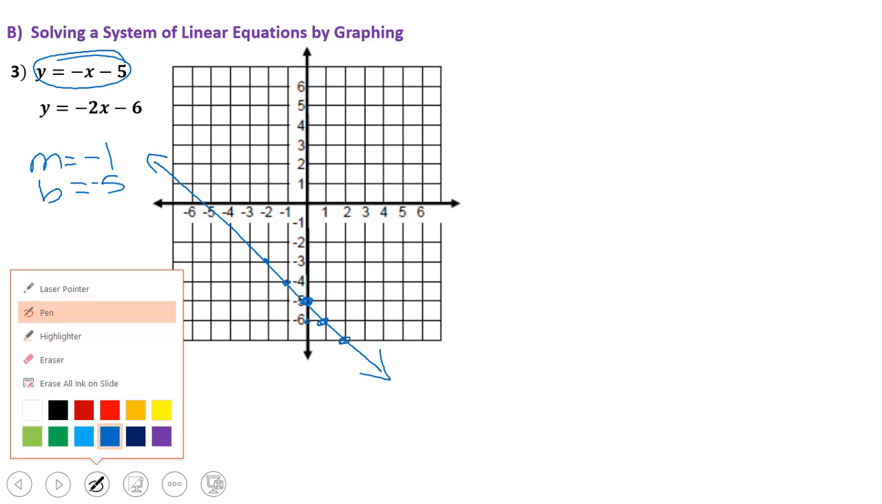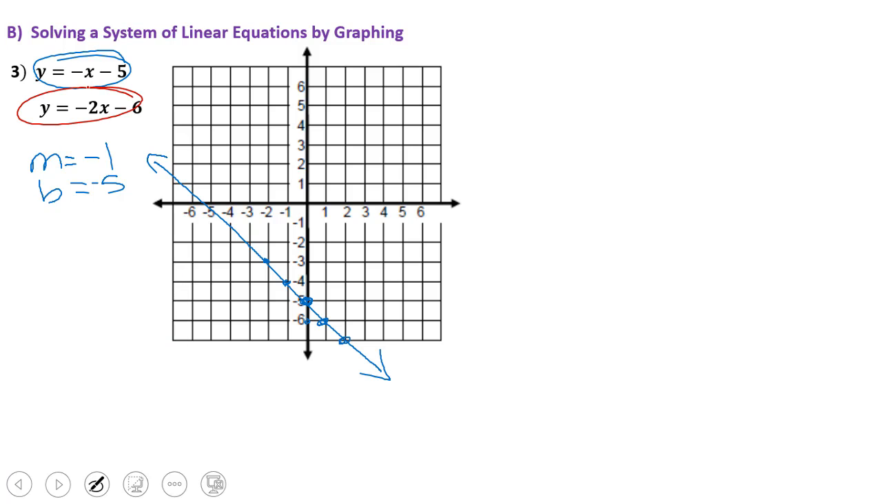Okay? And then I'm going to take red for my second. It's always nice to use different colors. And I'm going to come down here. My slope is negative 2. My intercept is negative 6. So when I put my point at negative 6, I can't go down 2 and over 1. So I'm stuck with going up 2, back 1, up 2, back 1. I have my 3 points.